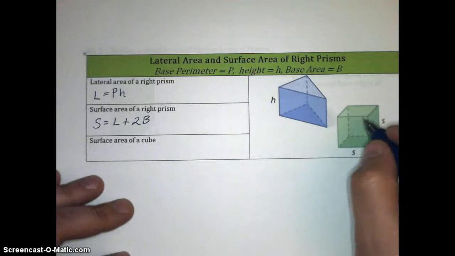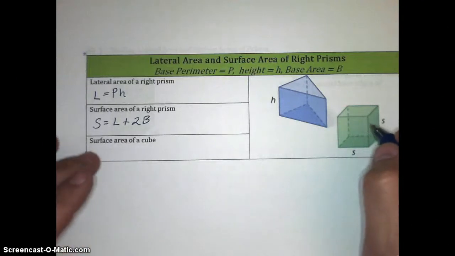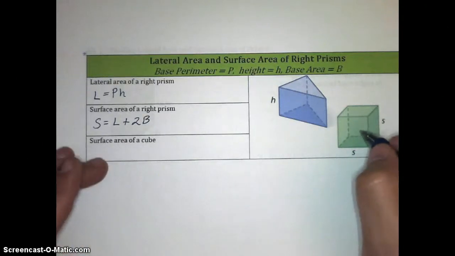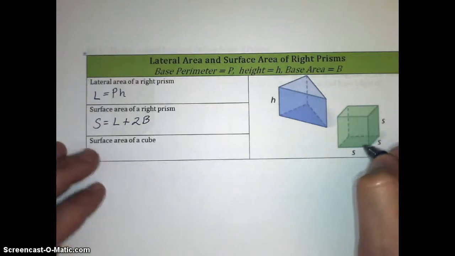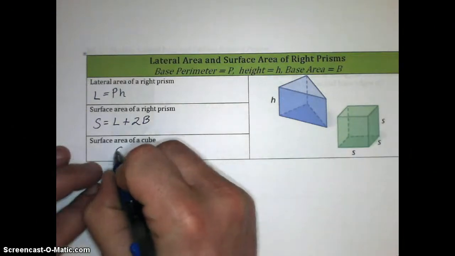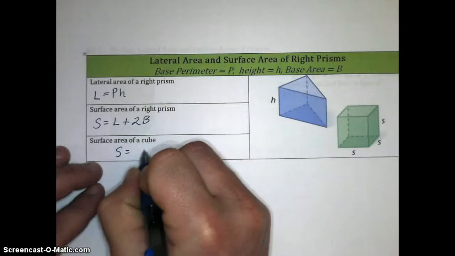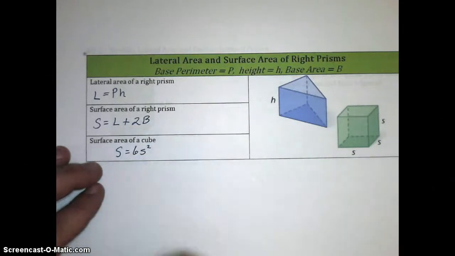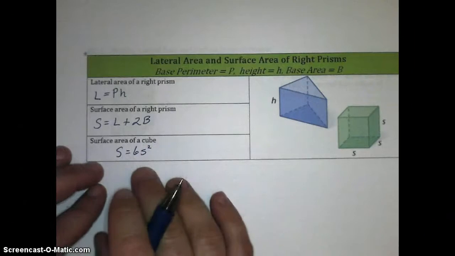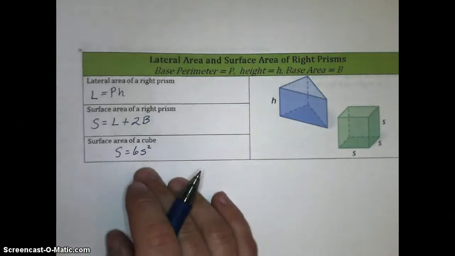Now a cube is a special kind of prism that has a special surface area formula. In a cube, all 6 faces are congruent squares. So to find the surface area, we just take the area of a square, side length squared, and multiply by 6. So these are the formulas we'll be using in this next part of the lesson.